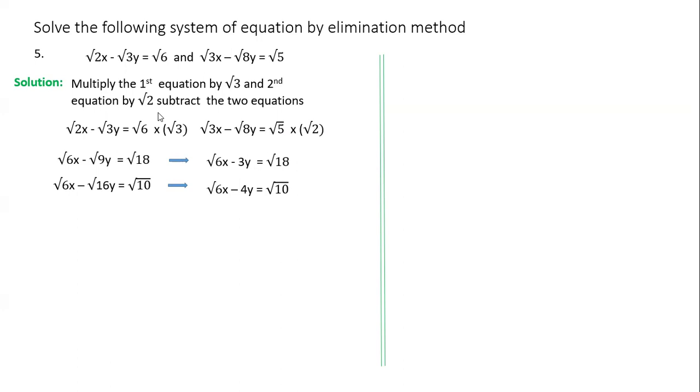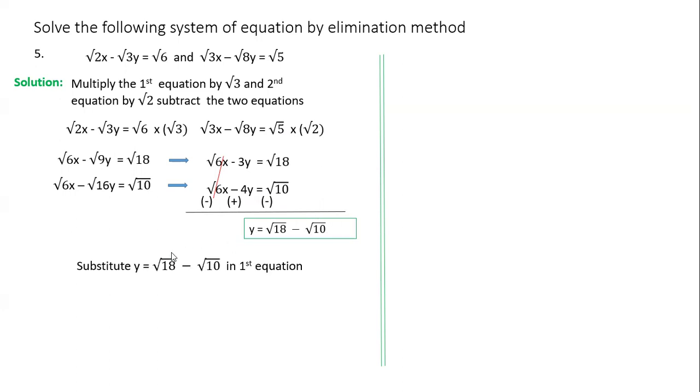Now, as I said, subtract the two equations. So let us put them together. Now the sign should change. They should be negative. They should be positive. They should be negative. This cancels. Therefore, minus 3 plus 4 is only 1y, or y. y is equal to root 18 minus root 10. This is the value of y.